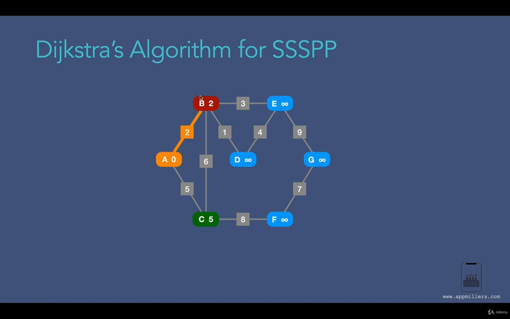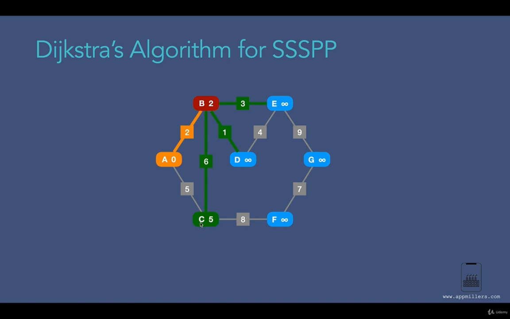Then we continue the same operation, the same steps. Again we look for unexplored points. From B we can go to C, we can go to D, and we can go to E. Then based on these edges, we calculate the cost of these points. If we calculate the cost of C, we can see that 2 plus 6 is 8, but the cost of C is already calculated.